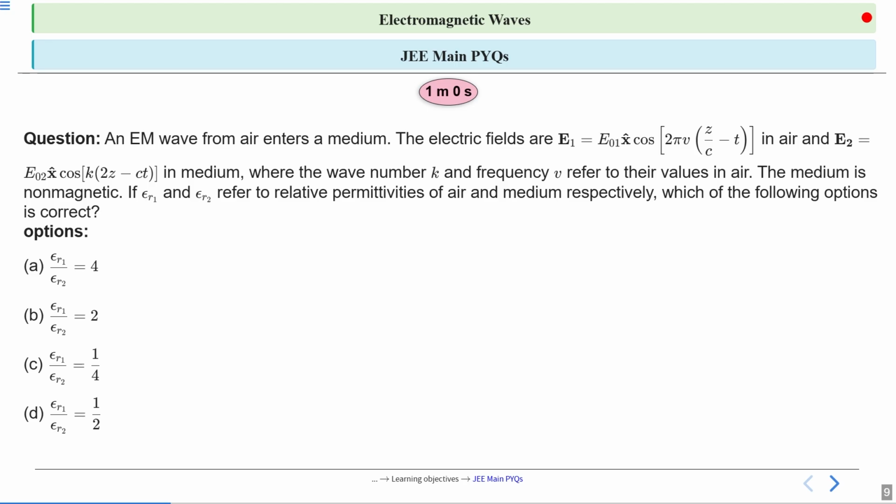So what is this form? What is 2 pi nu? It is omega. You multiply omega in the bracket, it will become omega z upon c minus omega t. What is omega z upon c?